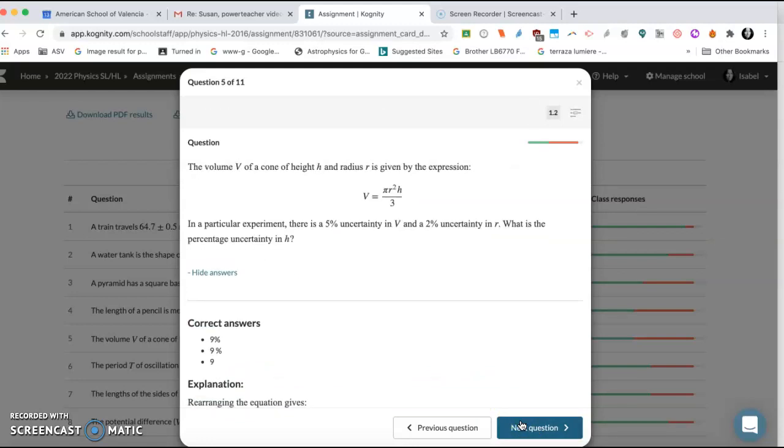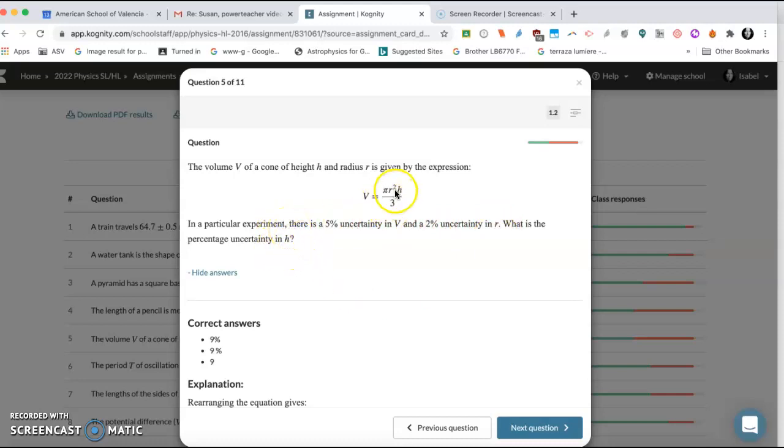Question 5. The volume V of a cone of height h and radius r is given by the expression V equals pi r squared h over 3. In a particular experiment, there is a 5% uncertainty in V and 2% uncertainty in r. What is the percentage uncertainty in h?